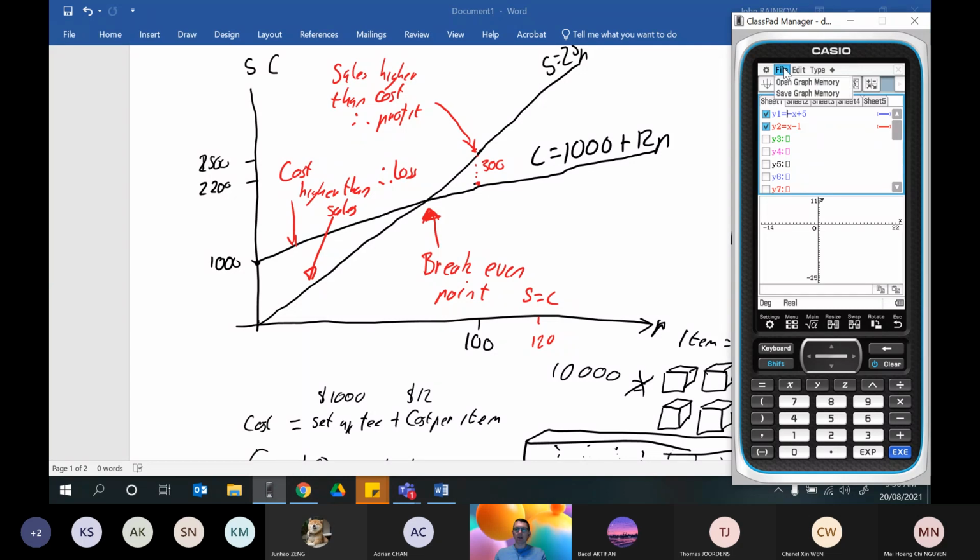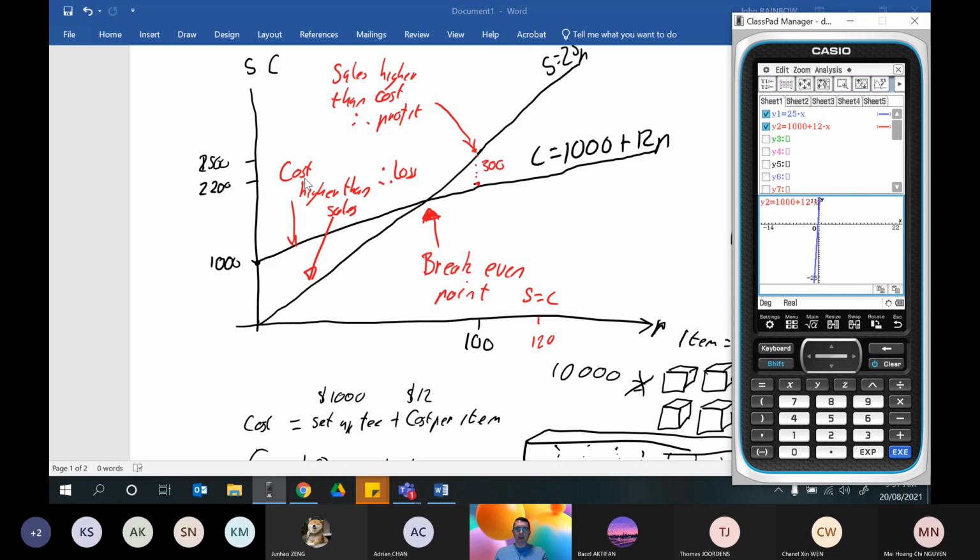So we're going to go to graphs and tables, and we'll put in our sale price first. We're going to make it 25x, okay? That's our sales, so graph 1 is our sales. And then graph 2, we know it's $1,000 plus $12 per piece. I'm going to make that x in the calculator. Now, once I've done that, I can draw that.